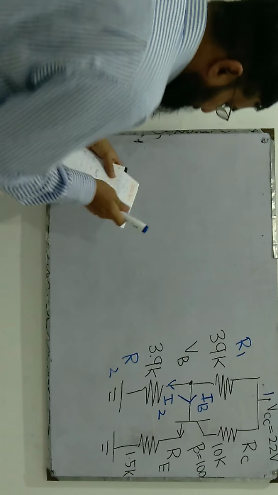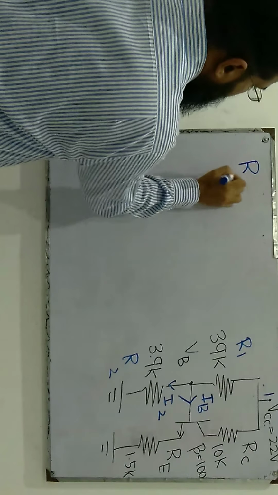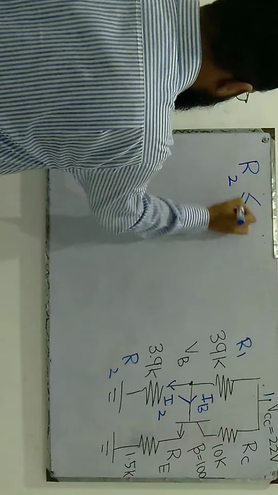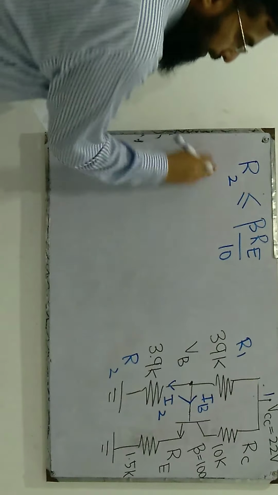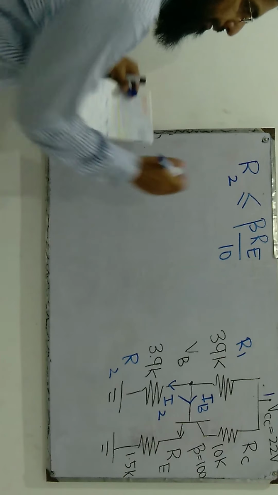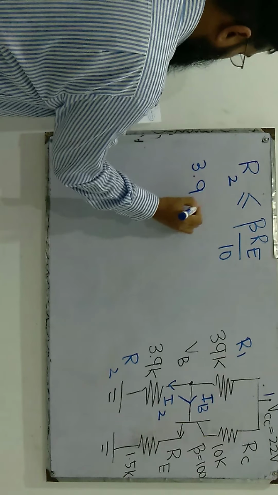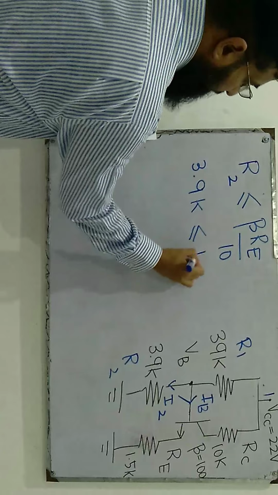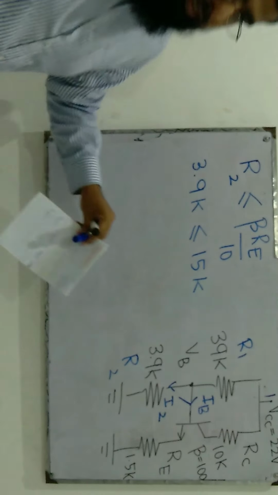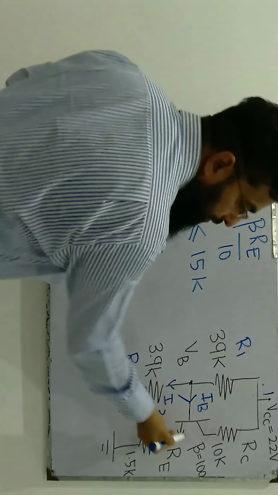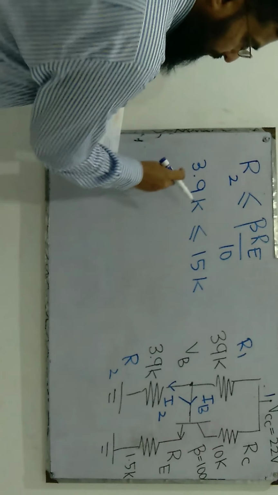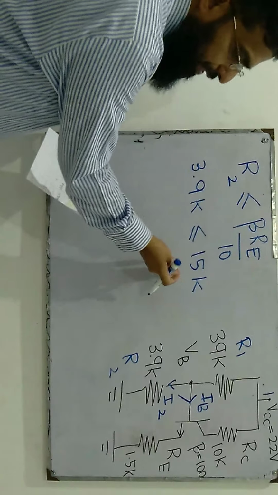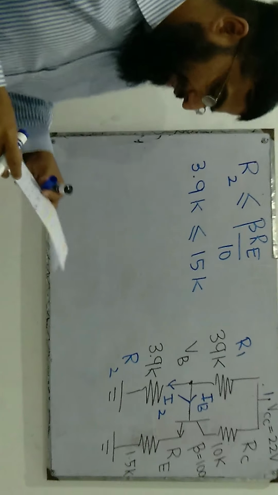To check, we test beta RE over 10. If R2 is less than beta RE over 10, we can apply approximate analysis because the current flowing into the base will be negligibly small compared to I2. Since 3.9K is very small compared to 15K, we can safely apply approximate analysis.